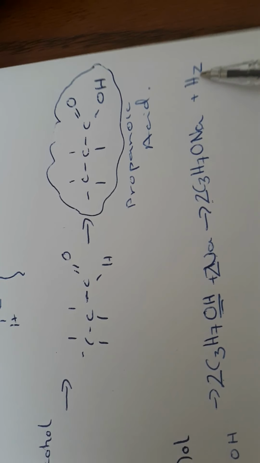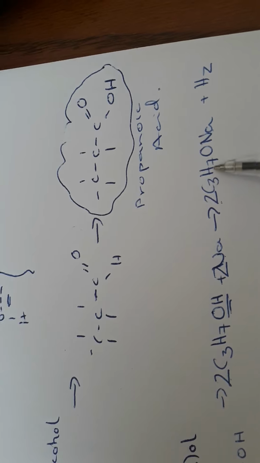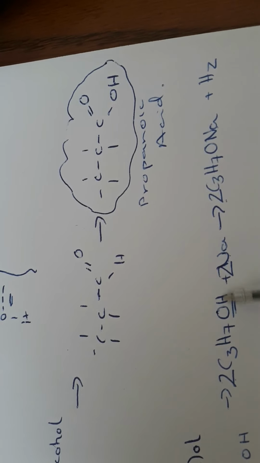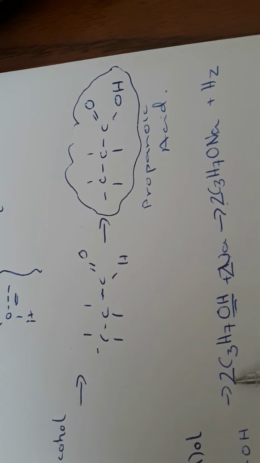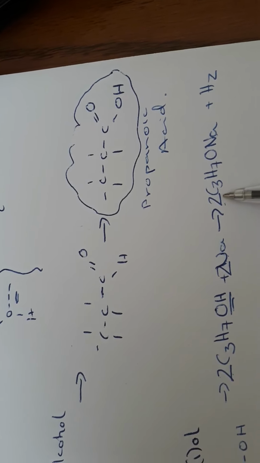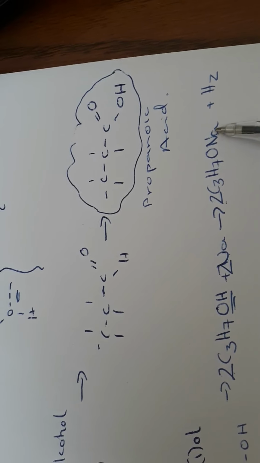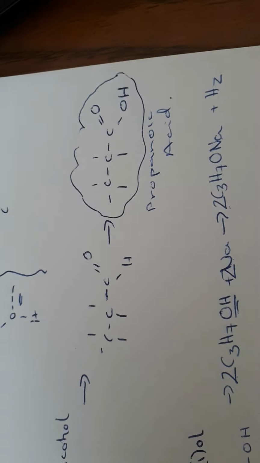So then just to balance, I have two H's here along with the C3H7O. So I need to have two H's here, so I have to put the two here. Then if I look, I have two C3H7O's, so I need to put the two here to give me that. Then if I look here, I have two Na's, so I need two Na there to balance.